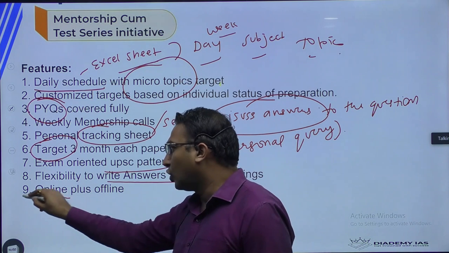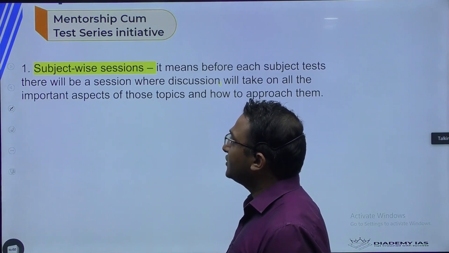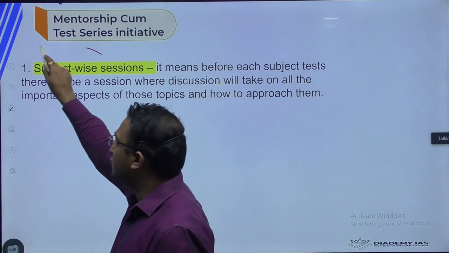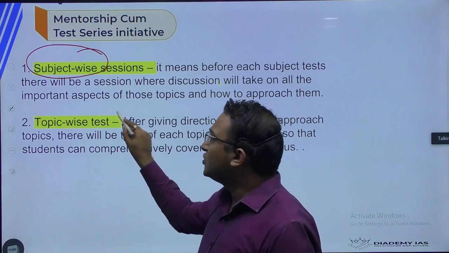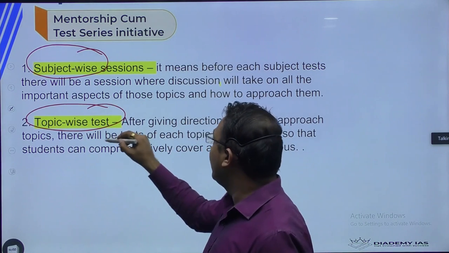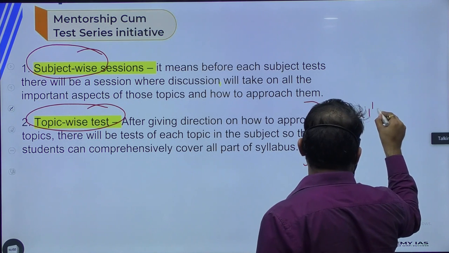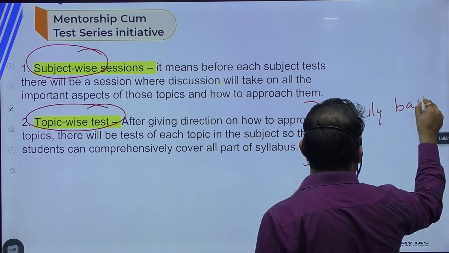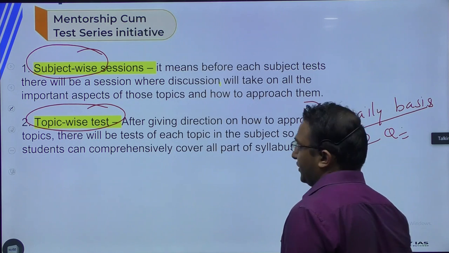This is available both online and offline, right? So basically there are three components. First, we will discuss the subject-wise strategy at a micro level. Then you will get the topic-wise test. These topic-wise tests are given on a daily basis, right? Two questions you will get for a defined period, okay?